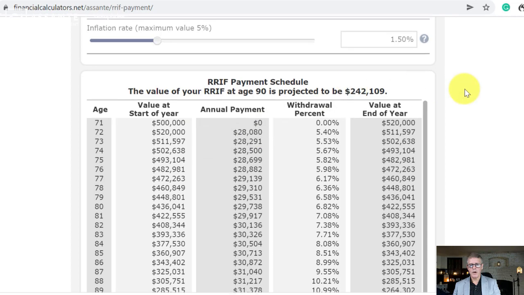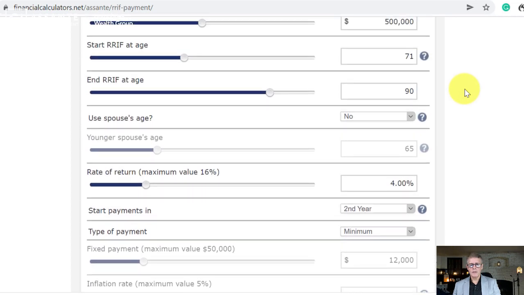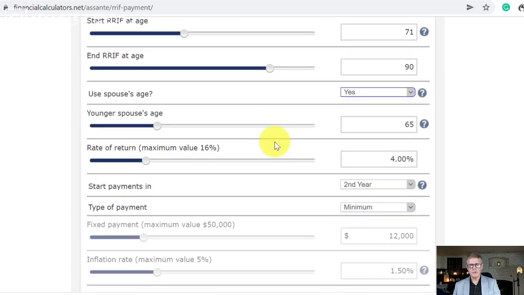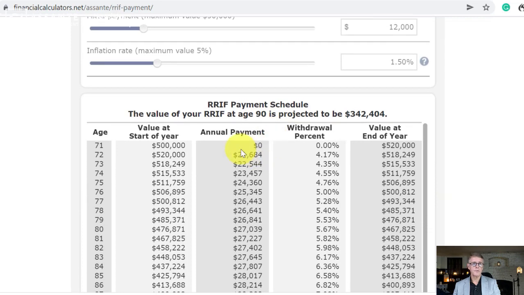Let's go back to the top of the calculator. So let's see what happens if we use the spouse's age. So it's just over $28,000. We use spouse's age, should do the calculation for us. So it drops it from $28,000 to $21,685, or 4.17%. So the overall income that you have to take out has been reduced.